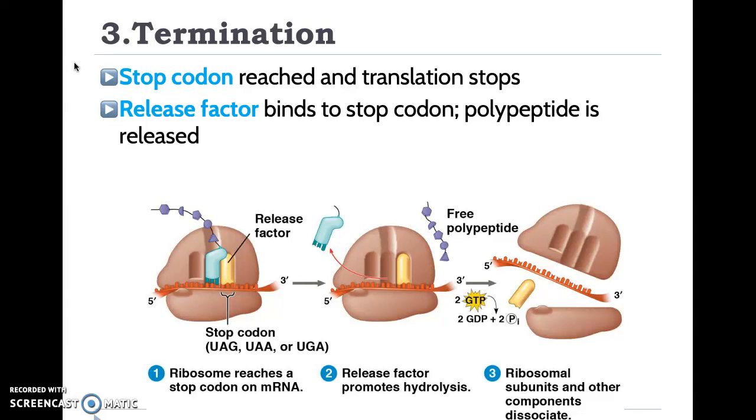Once that happens, another tRNA molecule cannot come in to bind and deposit its amino acid to that growing chain. Once that takes place, the tRNA molecule is released, the polypeptide chain is released, and the two subunits of that ribosome are going to separate, or dissociate, from one another.